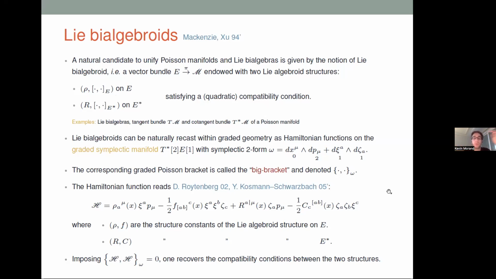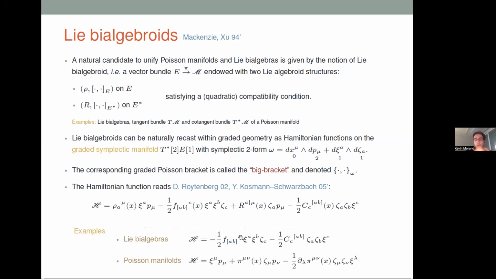So this is a nice reformulation of the notion of Lie bialgebroid due to Roytenberg, that in fact is crucial in order to define some graph action on this kind of structures. So in particular, we recover the notion of Lie bialgebra in this graded setup. If we get rid of all x dependence, the space-time coordinates, then we obtain the usual Hamiltonian function for Lie bialgebra. And also using the Poisson manifold, using the Poisson bivector, we can construct some anchor R and some C structure constant.